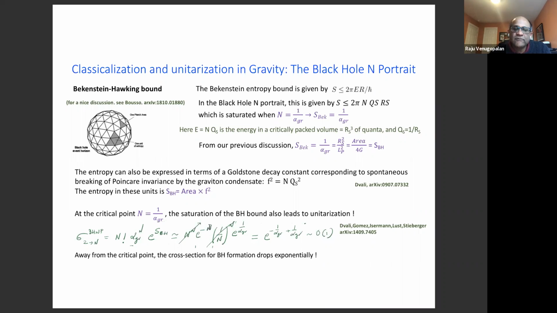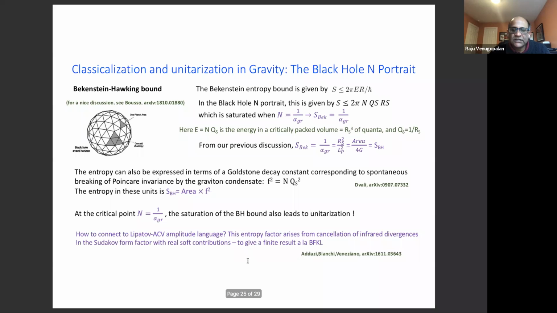So naively, you think that producing such a classical state in gravity is highly suppressed. But if n goes as 1 over alpha and the number of black hole states goes as e to the 1 over alpha gravity, these cancel to give you a number of order 1. So the suppression in the production of such classical states is compensated by the degeneracy of these microstates. Now, of course, if you go away from this critical point of n equal to 1 over alpha, the cross section for black hole formation drops exponentially. So it's really only at this critical point that you actually have this process.